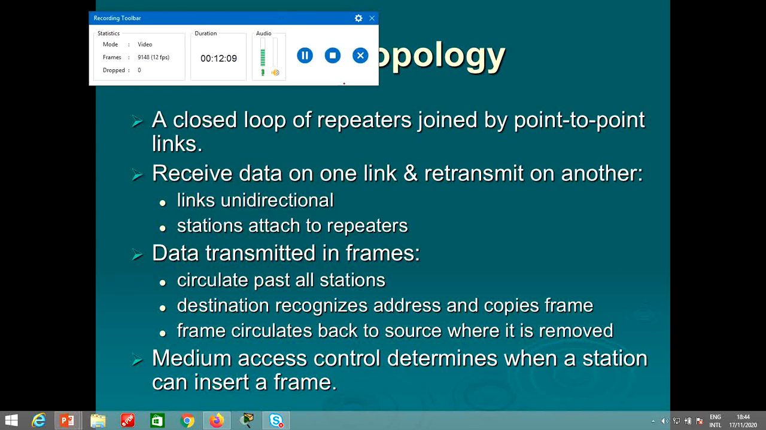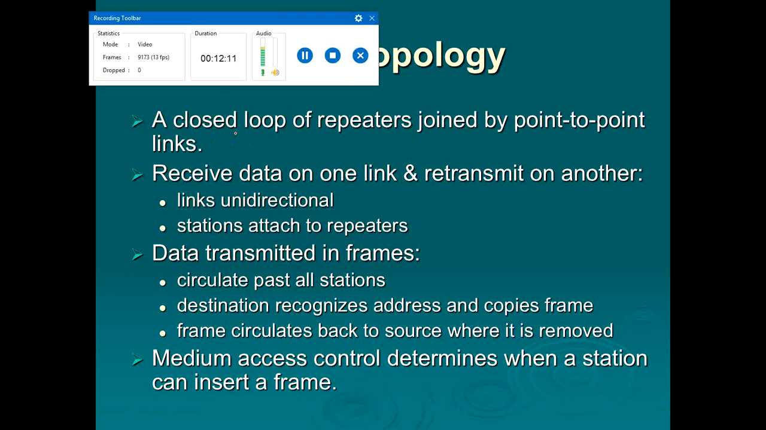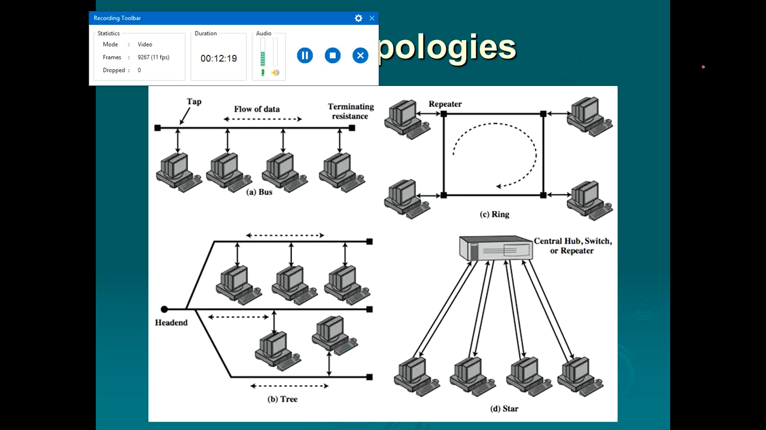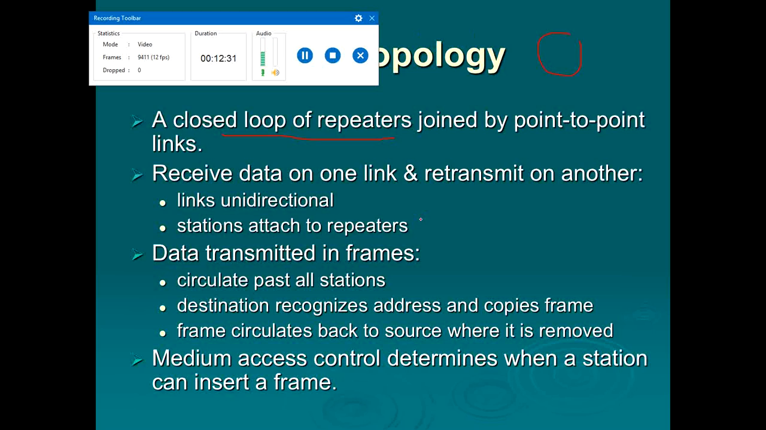So a ring topology. If you see, ring topology is a closed loop of repeaters joined by point-to-point links. It just forms like a circle or a link. So if you see, there are point-to-point links. This system is connected to this system. This system is connected to this system. So it forms a closed loop or a closed circle-like figure and having the point-to-point link.